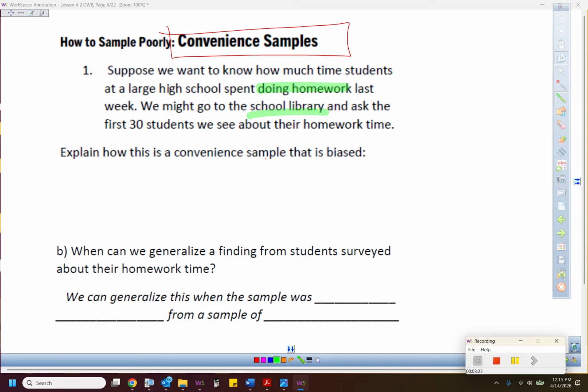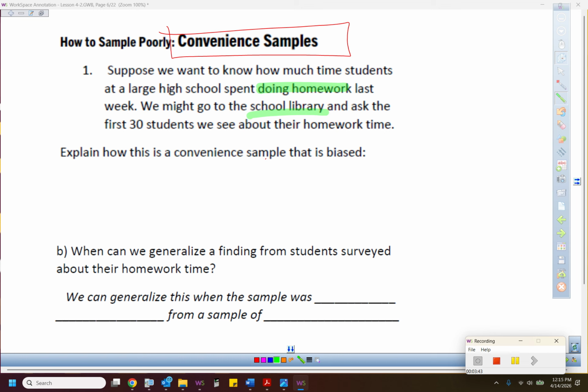Who's more likely to hang out in the library? Kids who do a lot of homework or kids who don't do a lot of homework? They probably do their homework. They probably like to read. They probably do all this, like, I like books kind of stuff, right?